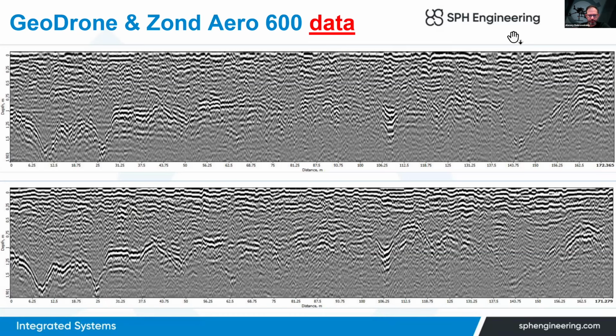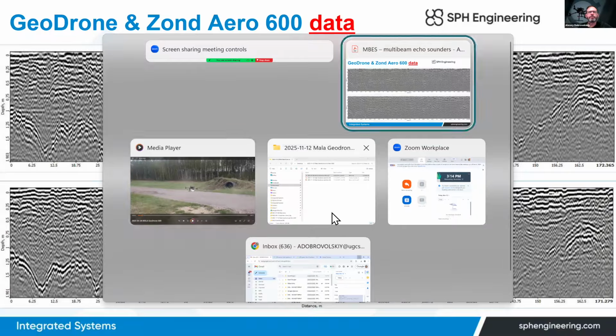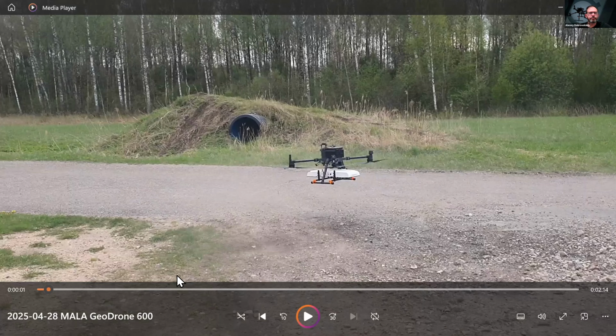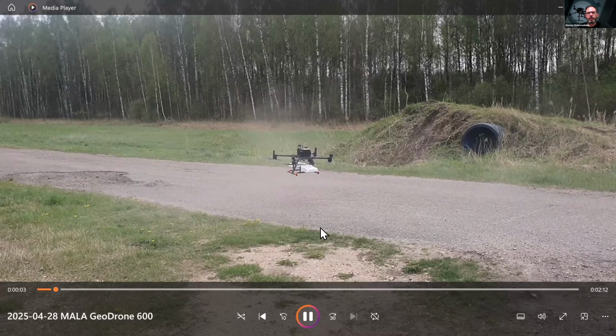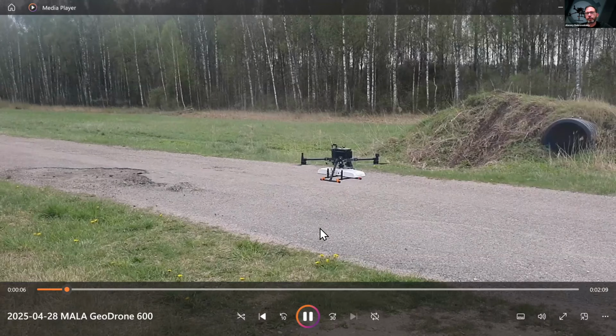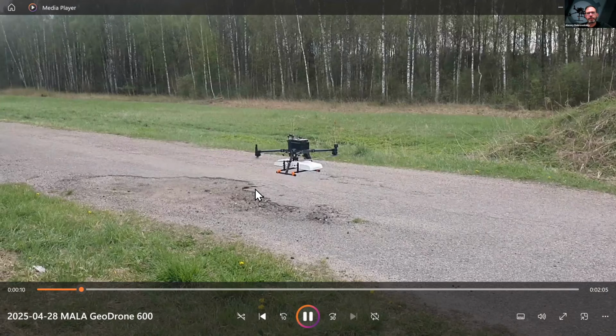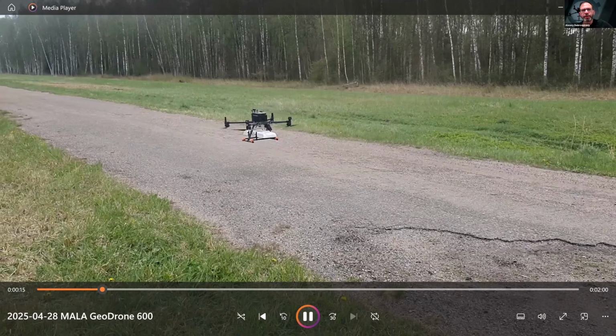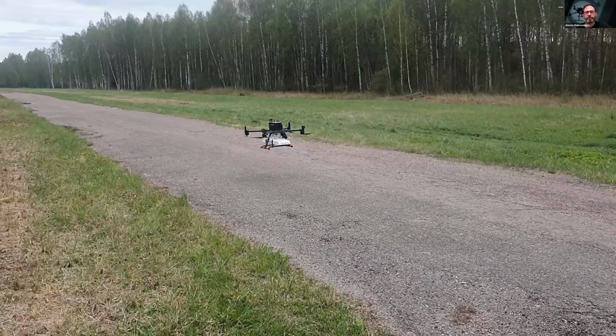Of course, the main question regarding GPR: what data do they deliver? Here are two screenshots of GPR data collected in the same way. I will try to show you a video of how the data sets were collected. It is MALÅ GeoDrone. That's the road close to our office, and we use exactly the same line as a kind of benchmarking line for all our GPR tests.